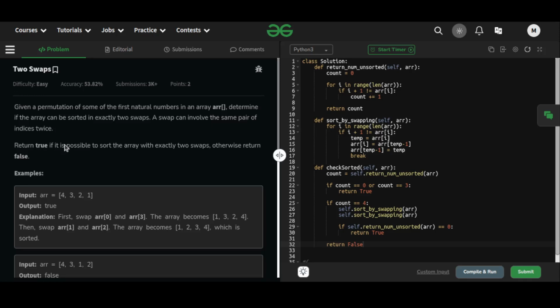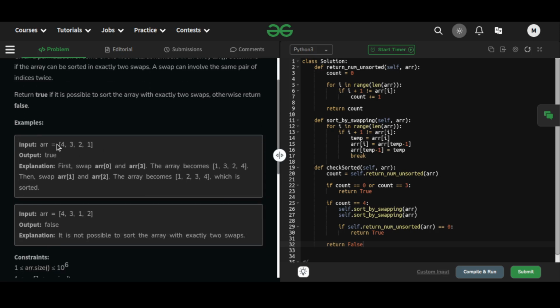Hello guys, in this video we are going to discuss the solution of the problem 2 swaps. So let us look at the problem statement. The problem statement says: given a permutation of the first n natural numbers in an array ARR, determine if the array can be sorted in exactly 2 swaps. A swap can involve the same pair of indices twice. Return true if it is possible to sort the array with exactly 2 swaps, otherwise return false.